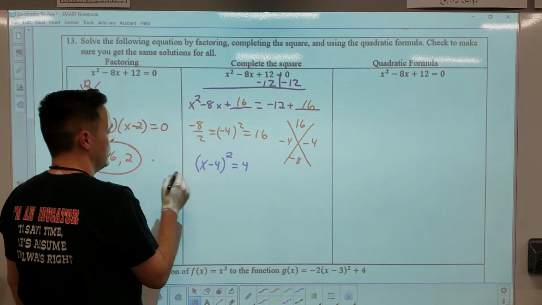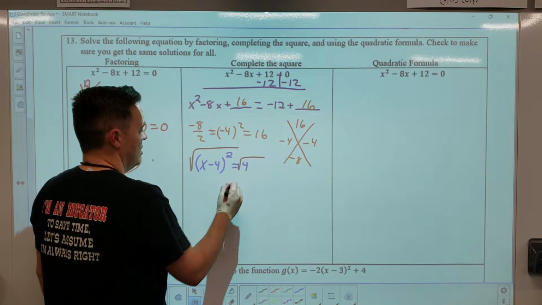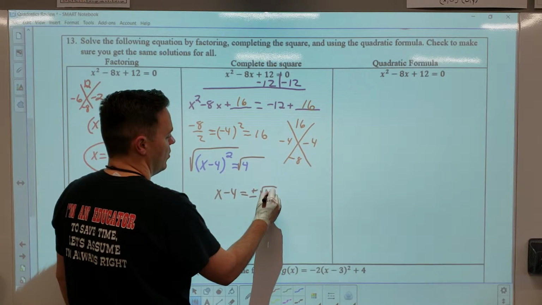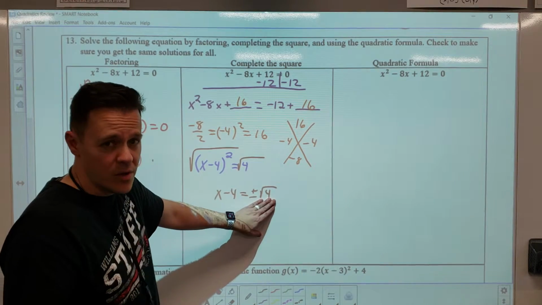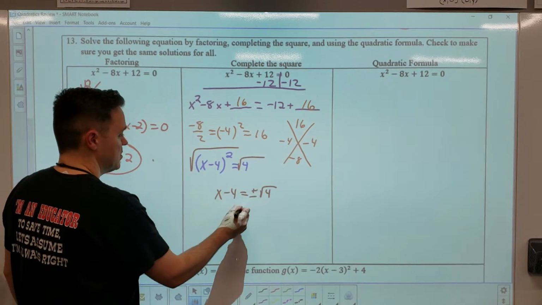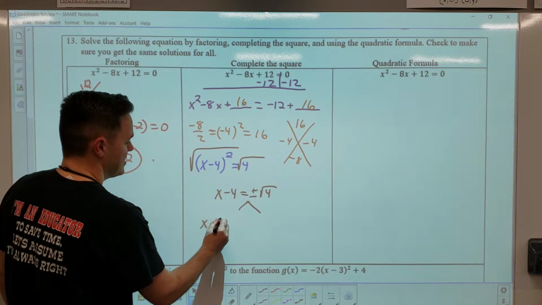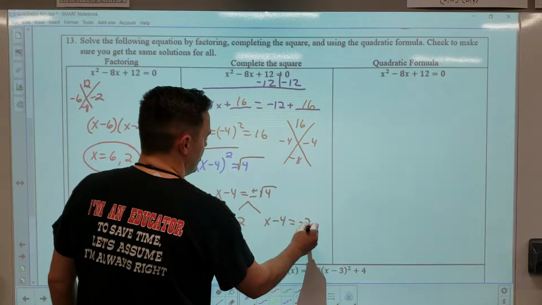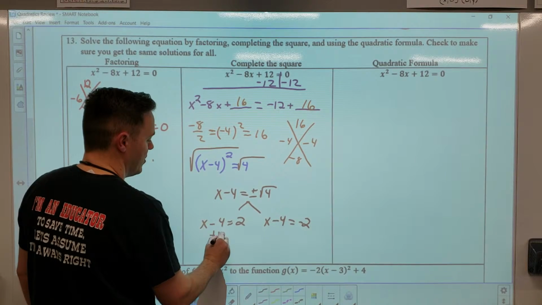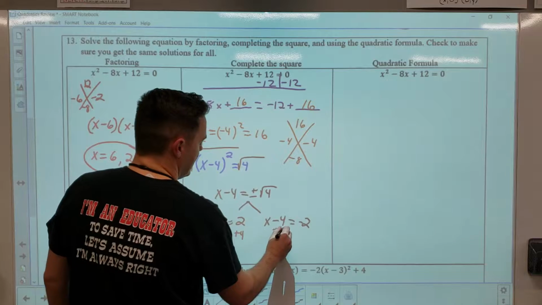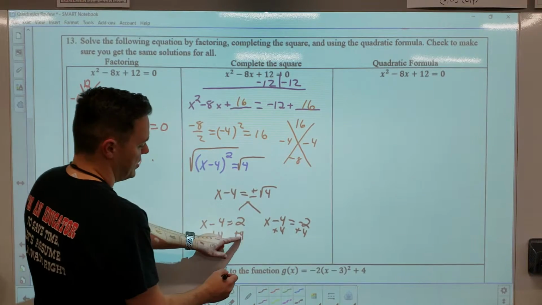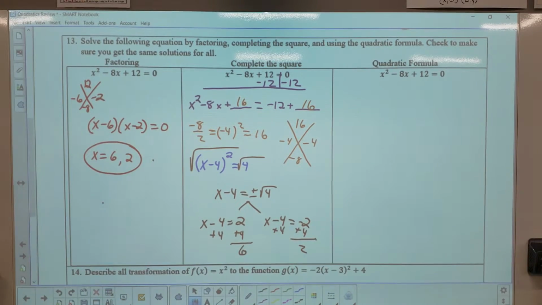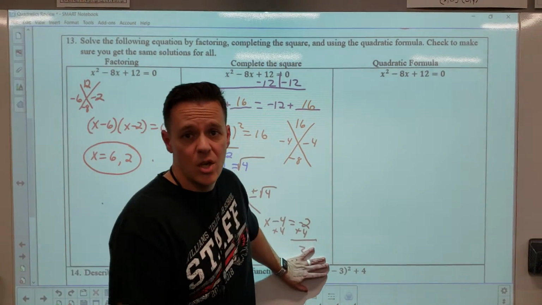Okay, so when you take the square root of these, you get x minus 4 equals plus or minus the square root of 4. Everybody knows that the square root of 4 is 2. So you would split this answer up at this point. x minus 4 equals 2, and then x minus 4 equals negative 2. And then when you add 4 to both sides on this one and on this one, you would end up with 6 and 2. Okay, hopefully you guys understood that whole process as we went along.